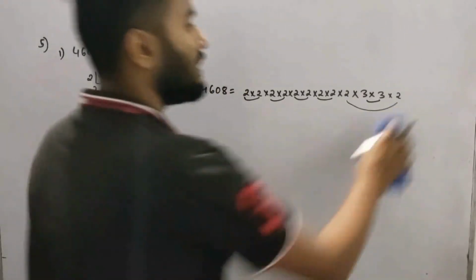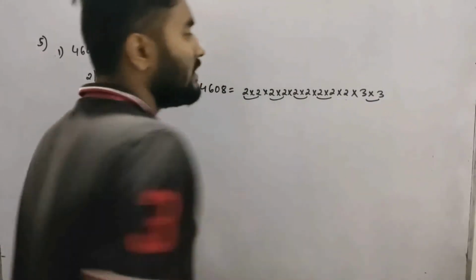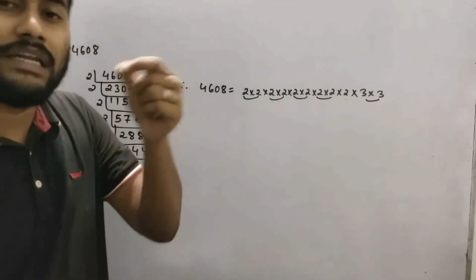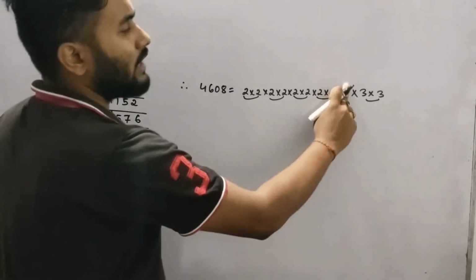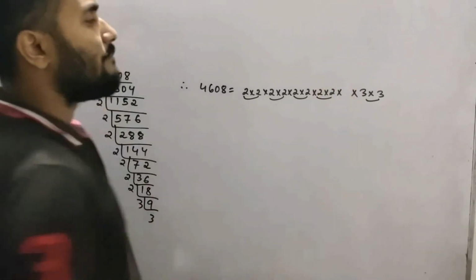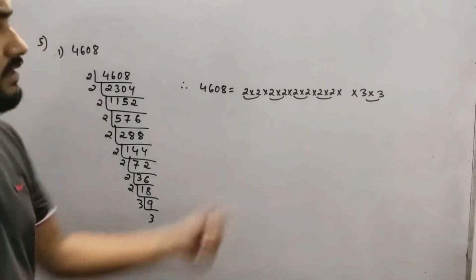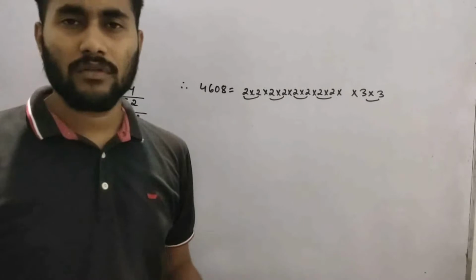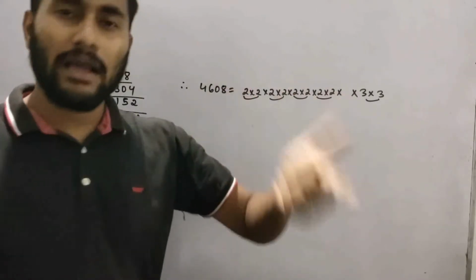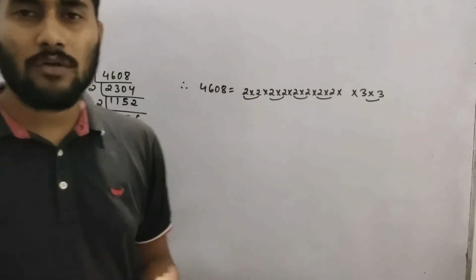Understood? Okay, but in this question it is said what should be divided. So you see, suppose these 2s were not there, then also it would be a perfect square. So pair, pair, pair, pair, pair. If these 2s were not there, then also this would be a perfect square.